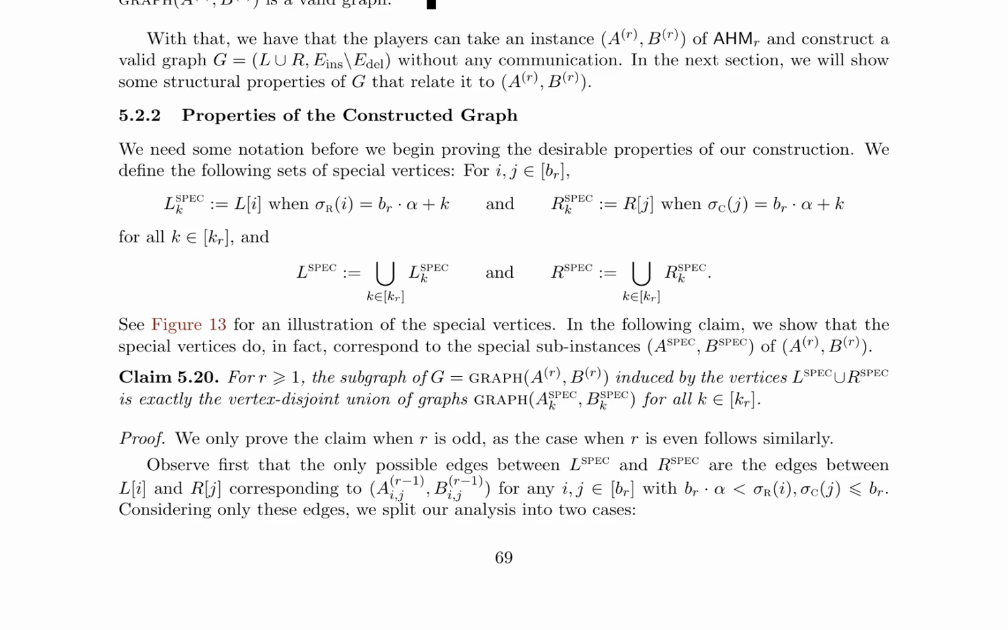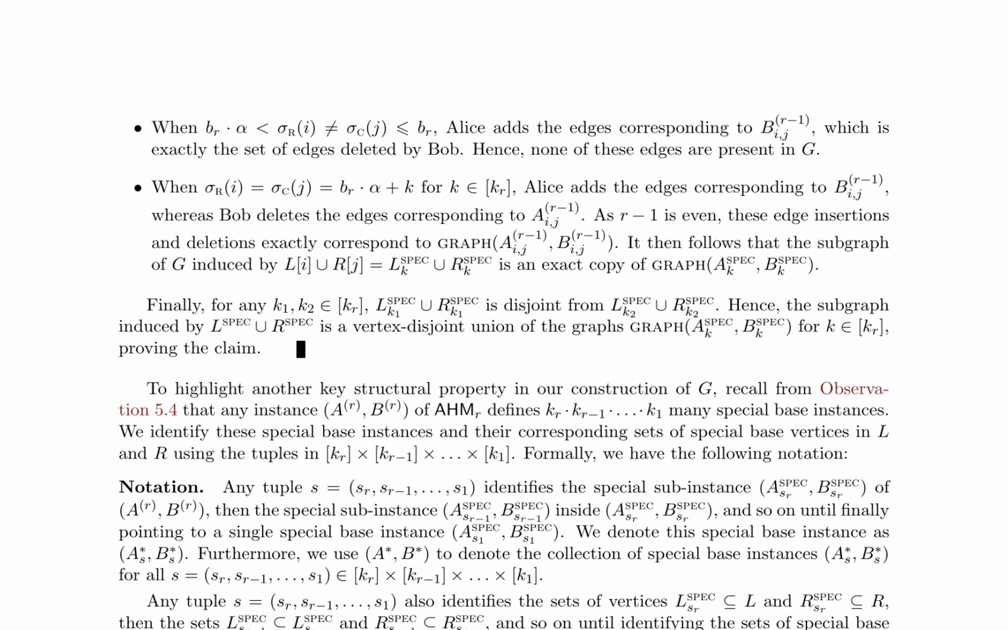The authors investigate the structural properties of a graph G, constructed from two instances A_R and B_R of the augmented hypercube model, AHM. They focus on special base vertices and their corresponding special base instances within G, introducing notation to identify these instances and their vertices using tuples. This notation represents the sequence of special subinstances leading to a single special base instance.